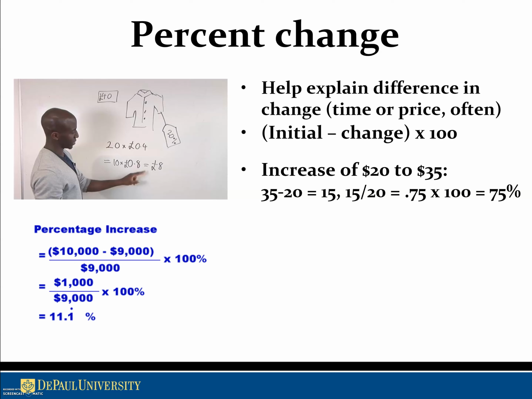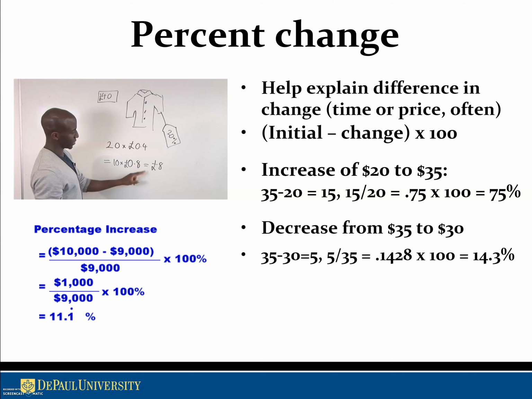But it'll help you explain things like an increase of $20 to $35 is really a 75% increase, or if you decrease from $35 to $30, that's a 14.3% decrease. We're simply putting things in the proper order of doing a simple subtraction step, and then dividing by the total of what we want to see, and then calculating it that way. And you can also do it the reverse.